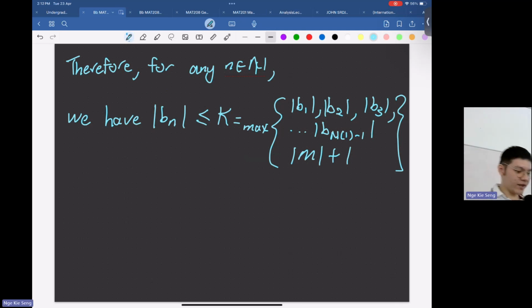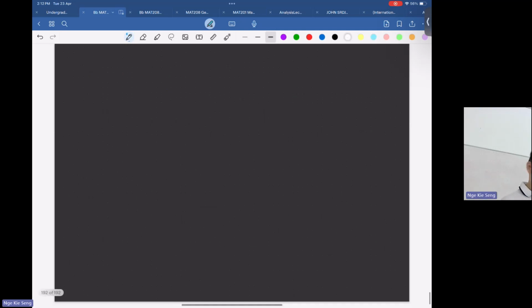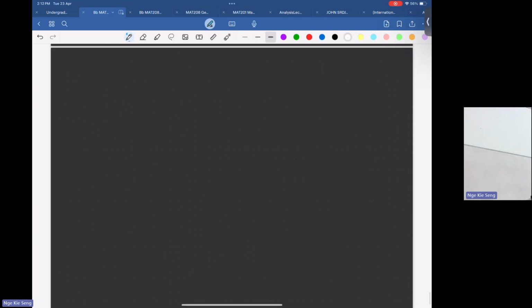Okay, so since we talk about definitions, some more definitions are coming in. We want to introduce the monotone convergence theorem. So let's quickly recap what a monotone sequence means. What's a monotone sequence?